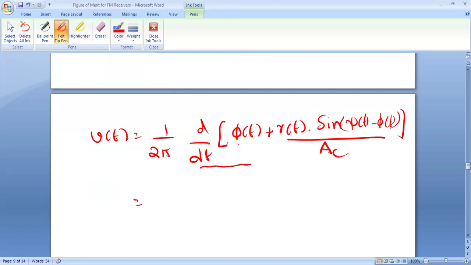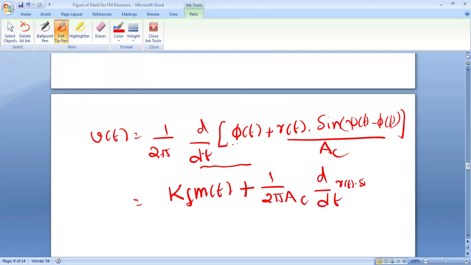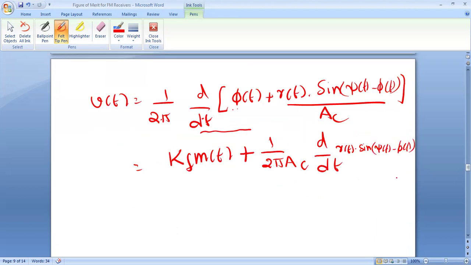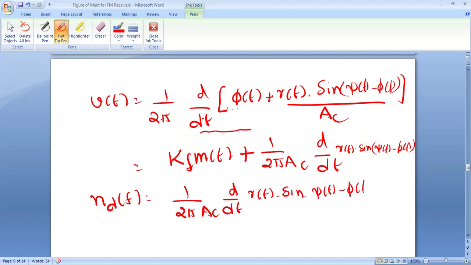What is phi of t? We know phi of t is 2 pi kf integral 0 to t m of t dt. Integration and differentiation cancel, 2 pi and 2 pi cancel. So this will equal kf into m of t plus 1 by 2 pi Ac d by dt of r of t into sin psi of t minus phi of t. This expression can be represented as nd of t. Among these two, one is the signal component, the other one is the noise component at the discriminator output, which is given as nd of t, that is, r of t into sin psi of t minus phi of t.